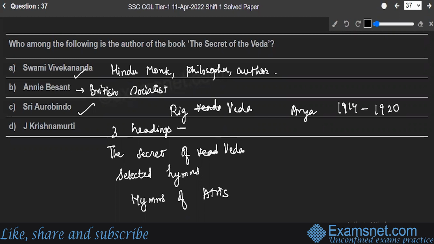British socialist, women's rights activist, writer, orator, and educationist. She was the first woman president of INC, that's Indian National Congress. She was the first woman president of the Indian National Congress.